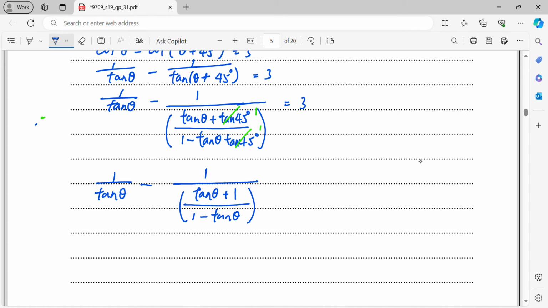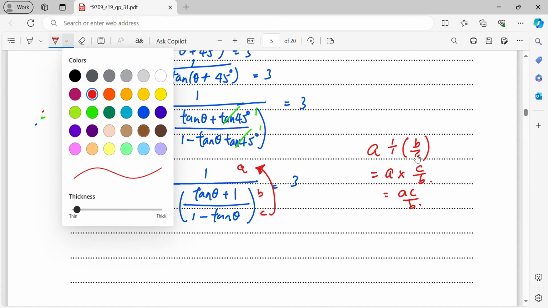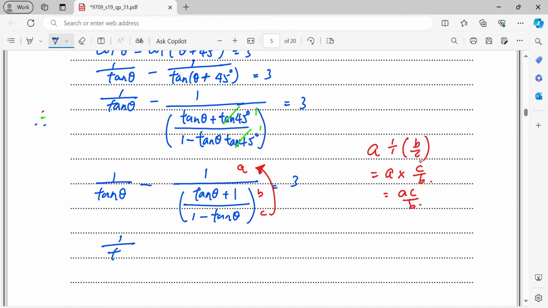Okay, now we have a formula. If A divided by B over C, that is same as A times C over B. That means here is my A, this is B, C. So at last, I will be getting AC over B. Means that this C, you move up. Okay, so I will be getting 1 over tangent theta minus, move up the 1 minus tangent theta, over tangent theta plus 1 equals 3.